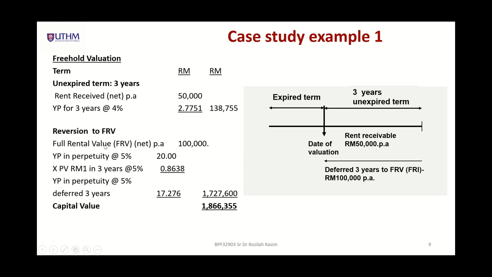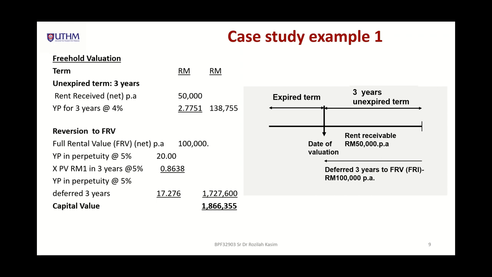Reversionary value is the value that the landlord can enjoy after the tenancy ended. So the value must be reverted to the market rent, which is the full rental value. At this stage, the market rent is 100,000 per annum. And of course, this 100,000 will be returned to the landlord in perpetuity, because the landlord is the owner of the property. So when the tenant returns the property to the landlord after the tenancy agreement ended, the landlord receives the property at a perpetuity level.